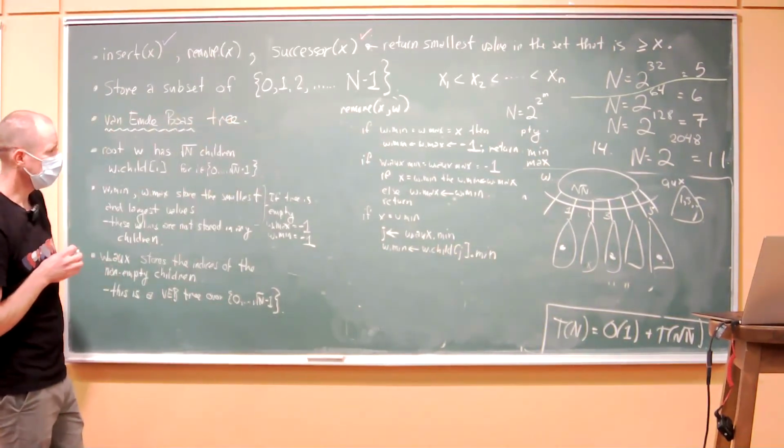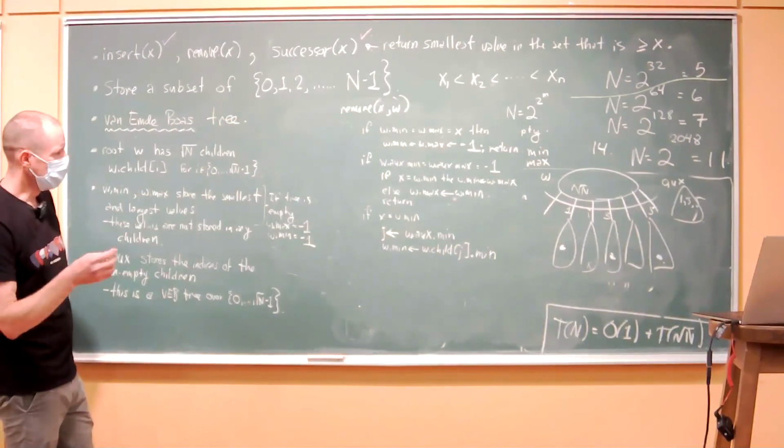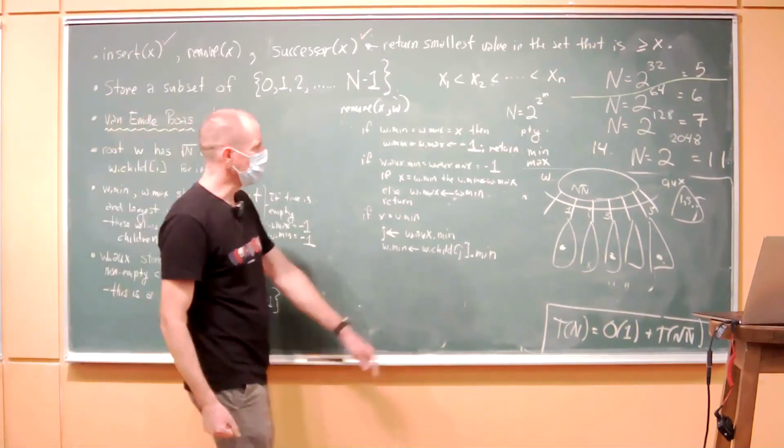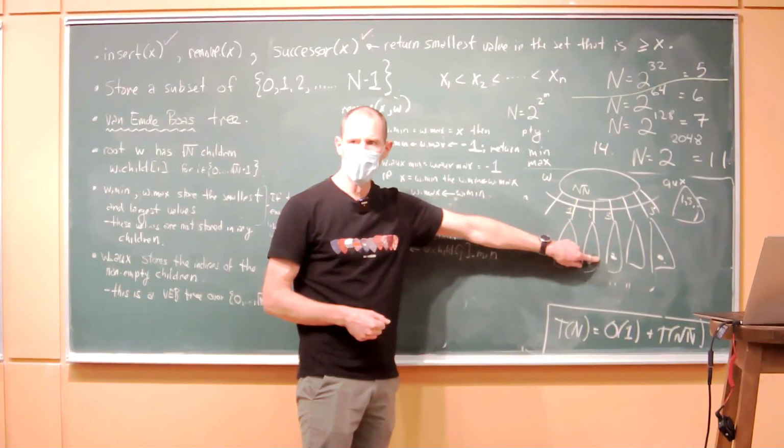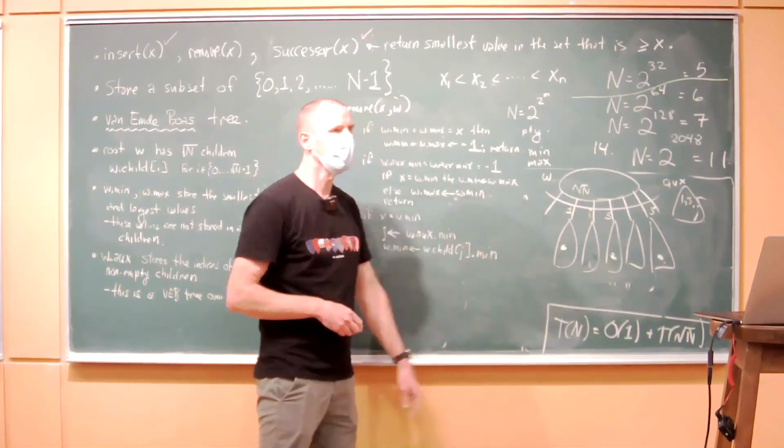Okay. Now that value is now stored up here as the min value, and it's also stored in that child below. We need to get rid of it.